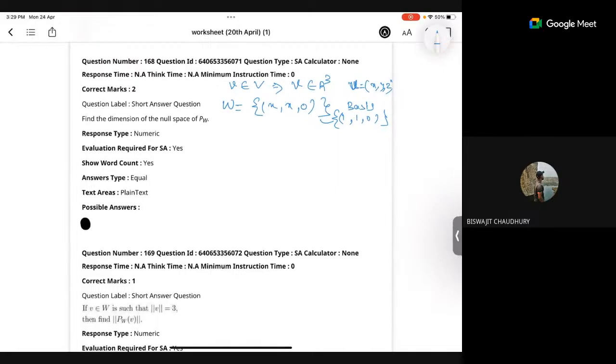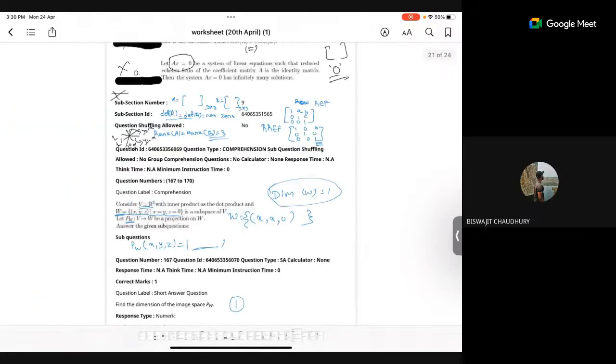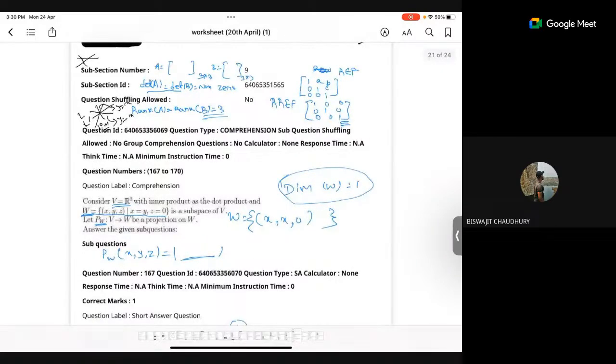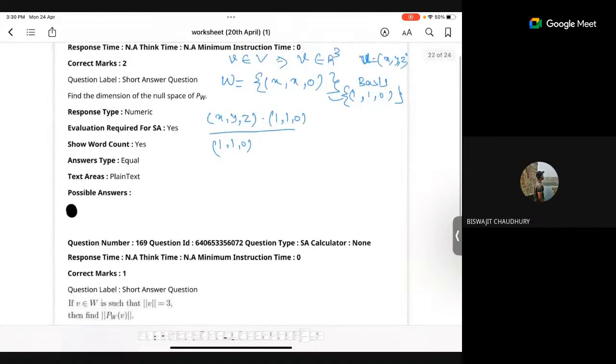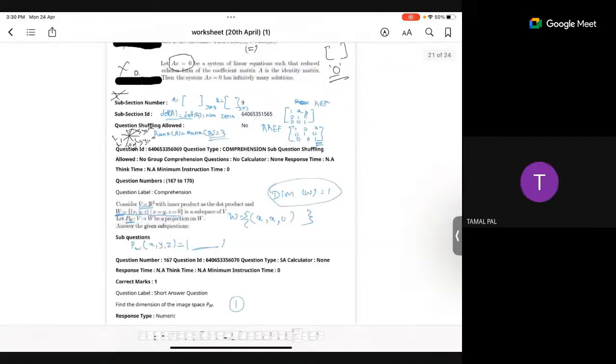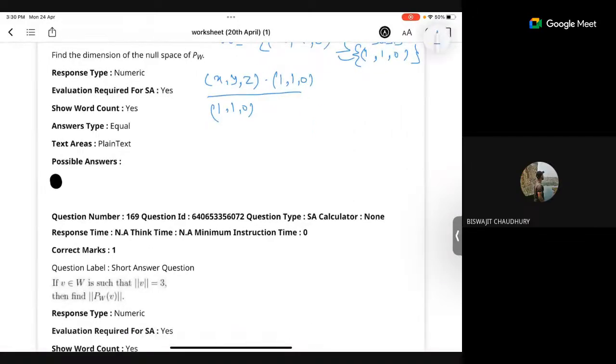We have assumed B as X comma Y comma Z. So what will be the projection of B on W? It will be B, meaning X Y Z, dot with 1, 1, 0, upon 1, 1, 0 dot 1, 1, 0. And the question says to consider R3 with the inner product as the usual dot product. So what is the method to find the projection? It is a dot product, not multiplication.